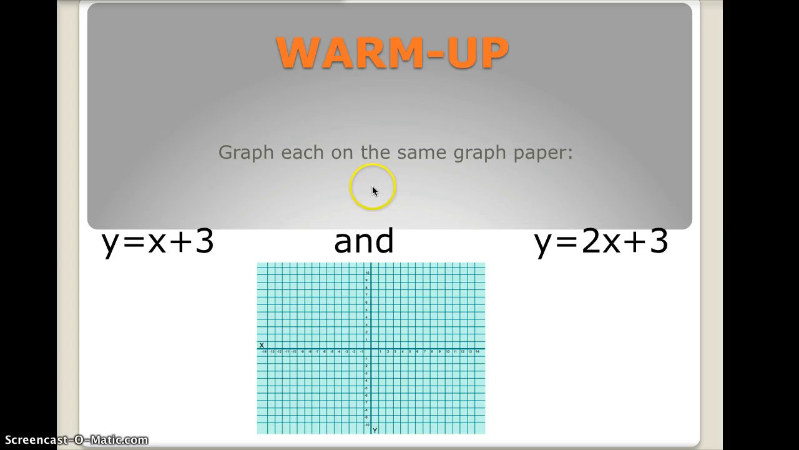Alright guys, here's a warm-up. It says graph each on the same graph paper. So go ahead and press pause and see if you can do this on your own. Alright, y is equal to x plus 3.